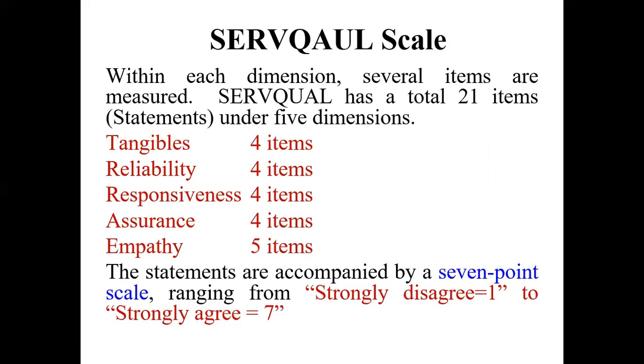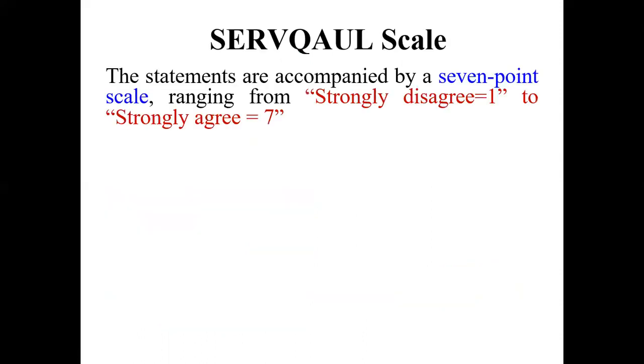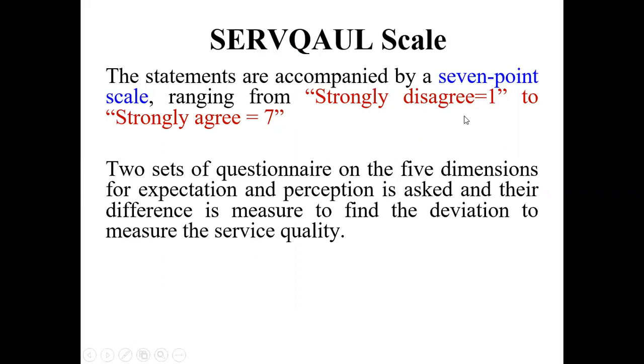And these statements are accompanied by a 7-point Likert scale, where 1 point is marked for strongly disagree and 7 for the highest, which is strongly agree. So all 21 questions are rated on a 7-point scale from 1 to 7.